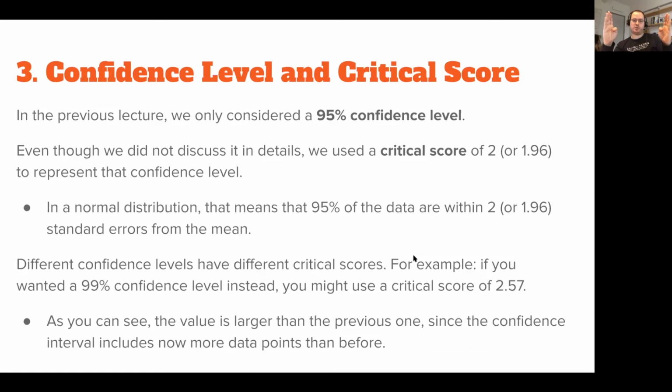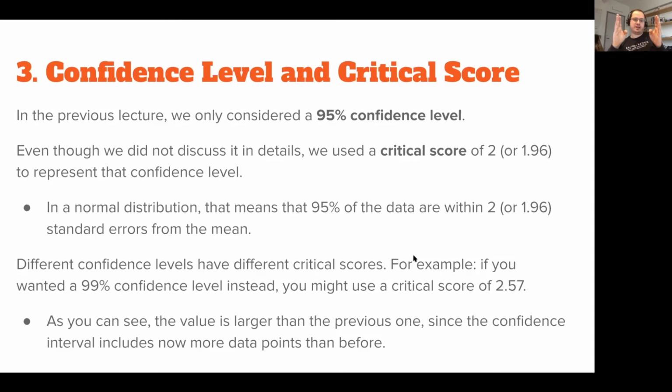So it becomes 2.57. So now we are at -2.57 and plus 2.57 standard errors of the mean. And why is it that I made it larger? It's because the larger I make it, the more data is in it. I'm including more possibilities in it. And by including more possibilities, I'm more confident that the actual population value is within these two values.